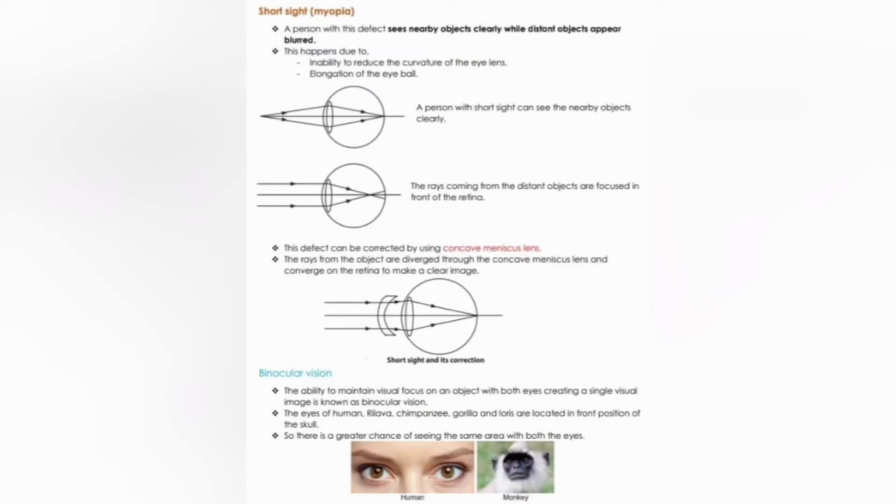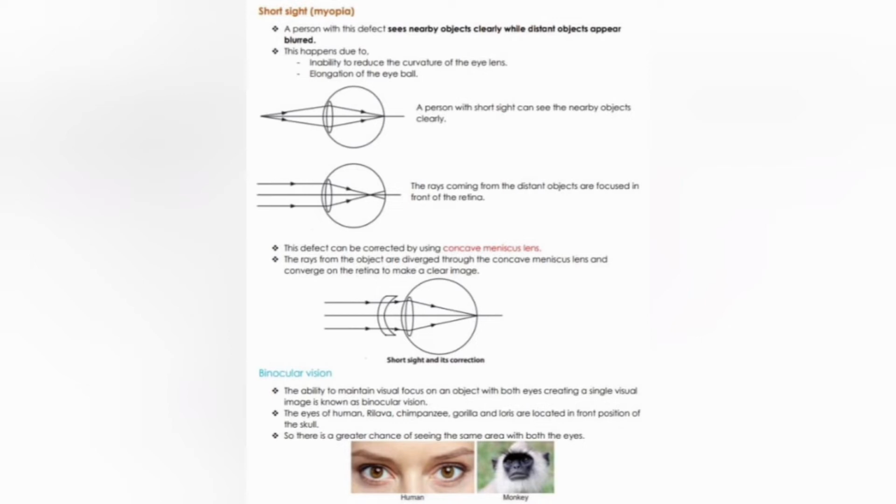Now we'll learn about short sight. A person with this defect sees nearby objects clearly while distant objects appear blurred. This happens due to inability to reduce the curvature of the eye lens, or elongation of the eyeball. In the first diagram, a person with short sight can see the nearby objects clearly. Then in the second diagram, the rays coming from the distant objects are focused in front of the retina.